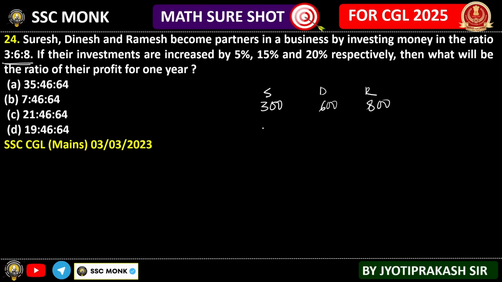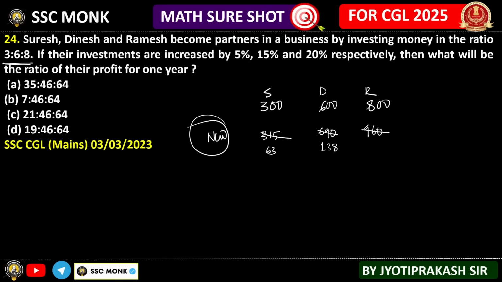5% increase of 300 means new value 315. 15% increase in 600 means 690. 20% increase in 800 means 960. This is the new amount. What is the ratio? Very simple. 5 6s are 30. 5 3s are 15.